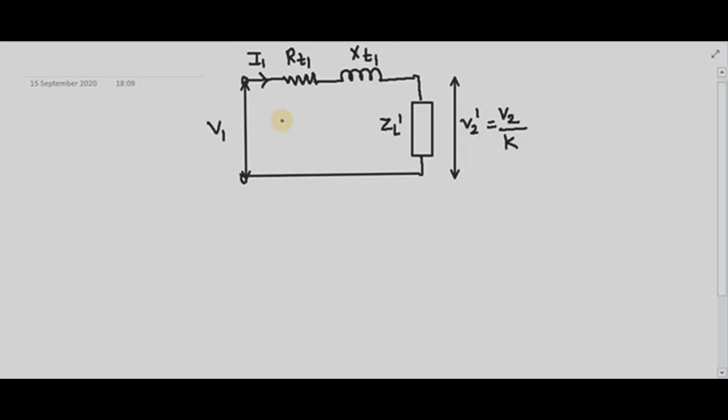So the regulation may also be expressed in terms of the corresponding quantities which are referred to the primary side, right? So what is the voltage regulation in this diagram? From this approximate equivalent circuit I can write down the voltage regulation as equals to V1 minus V2 dash upon V1 into 100.